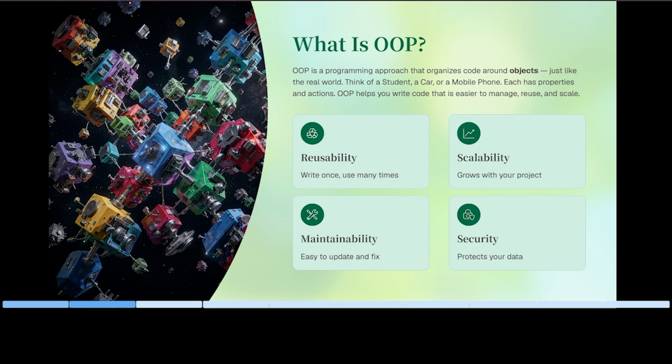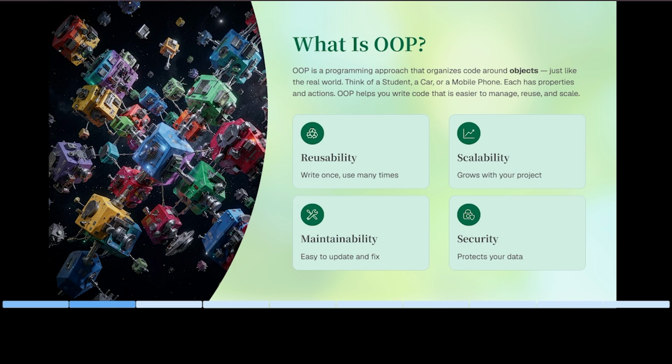So now we are going to see what is OOP, okay? OOP stands for Object Oriented Programming. It's a programming style where we create programs using objects, okay? Let's think about things around you, like a student, or a mobile phone, or a car and much more, okay? Every object has its own properties, and also its own actions. For example, a mobile phone has its own properties, as well as its own actions.